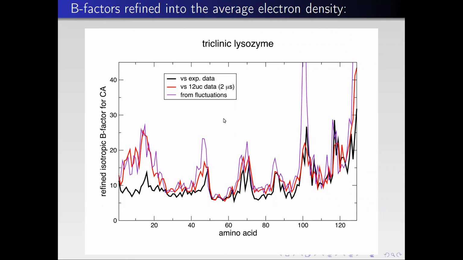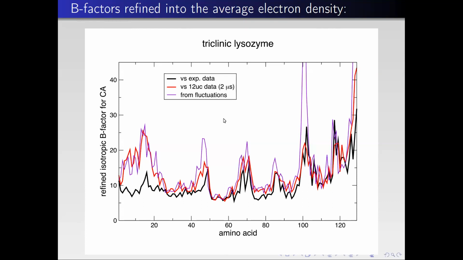But B factors, in a better sense, are actually a refinement parameter. They're not just fluctuations. They represent fluctuations, but you are fitting B factors and atomic coordinates to experimental data in the black curve. And B factors tend to take up some of the experimental slop for other things that your model doesn't really represent very well. And so if there's a deficiency in your model, not to mention deficiency in the experimental data, then the B factor might not represent the fluctuations.